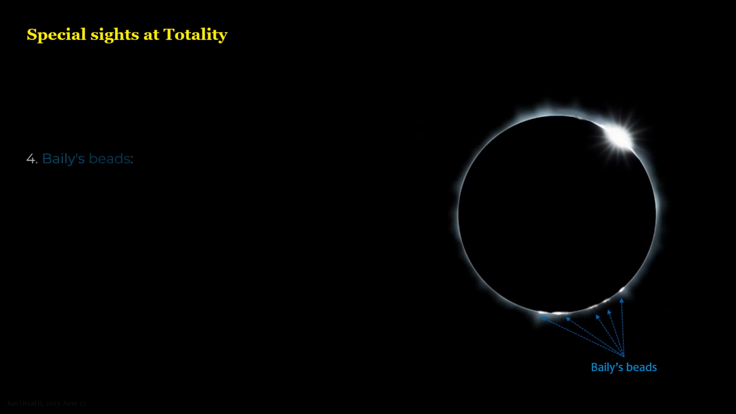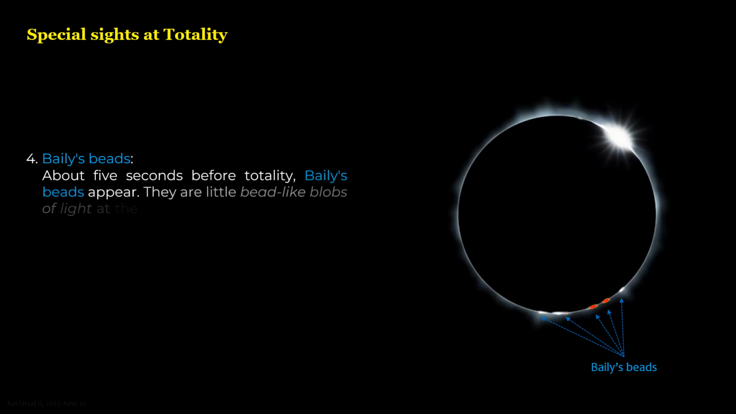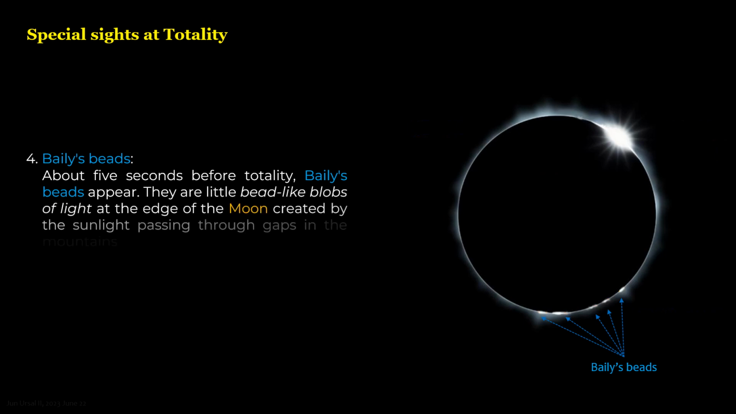4. Bailey's beads. About 5 seconds before totality, Bailey's beads appear. They are little bead-like blobs of light at the edge of the moon created by the sunlight passing through gaps in the mountains and valleys on the moon's surface.